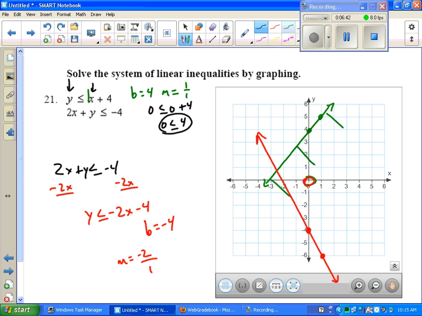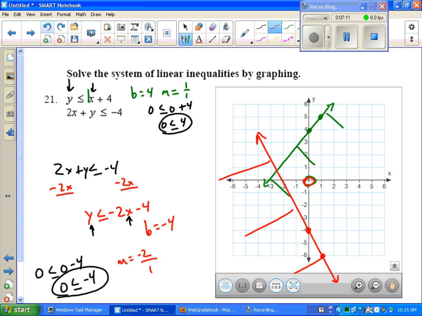So plug in 0 into the equation. 0 is less than or equal to negative 2 times 0. Anything times 0 is 0 minus 4. 0 is less than or equal to negative 4. Check your truth value of that one. Unlike the last one where it says 0 is less than or equal to 4, this one says 0 is less than or equal to negative 4. So that's saying everything that is not on the same side over here. So it's saying everything to the other side.